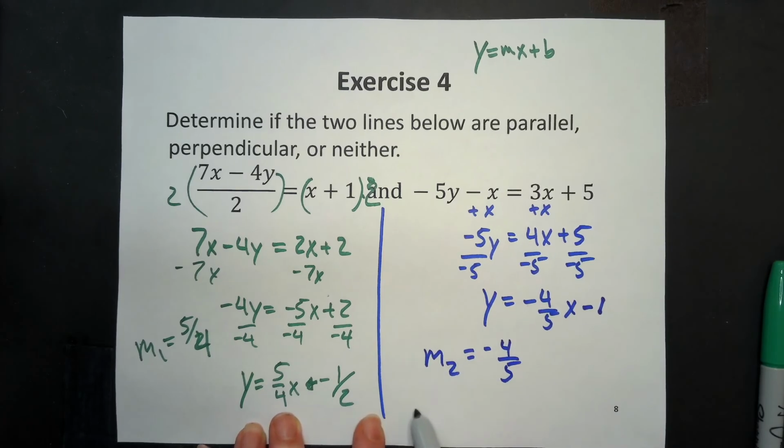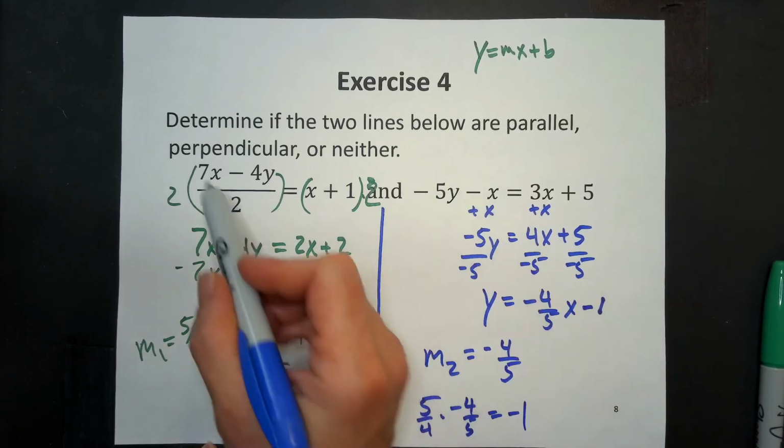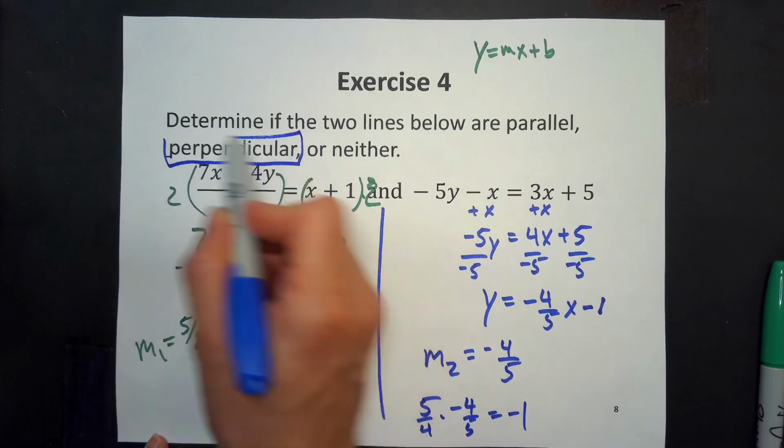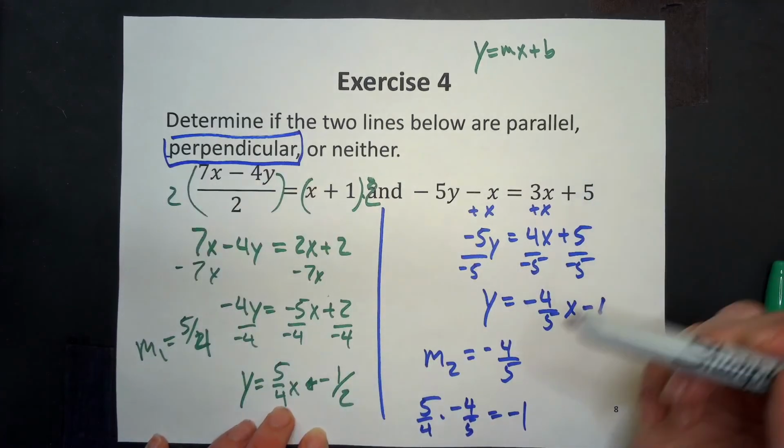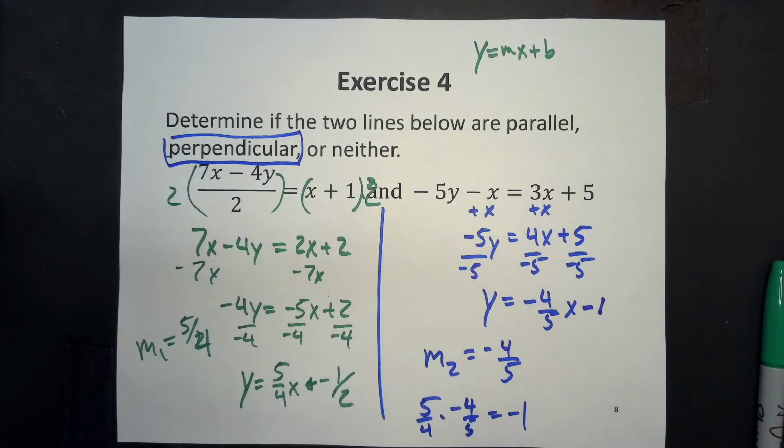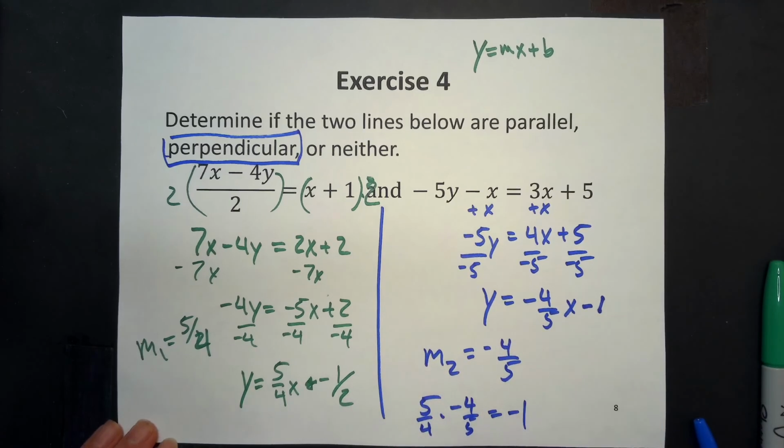And we notice if we take 5/4 and negative 4/5 and multiply them together, we get negative 1 back out. So they must be perpendicular. If we got the same slope, they were parallel. If they were neither negative reciprocals of each other, nor the same number, then it would be neither. Once again, the y-intercepts really don't matter. The only time they would matter is if the lines were parallel and the y-intercepts were the same. It just means that you have the same line.